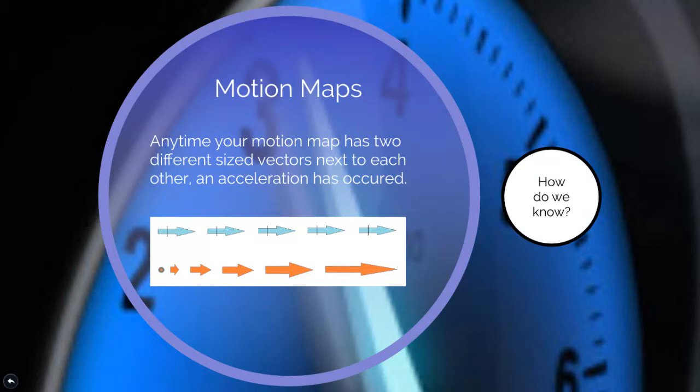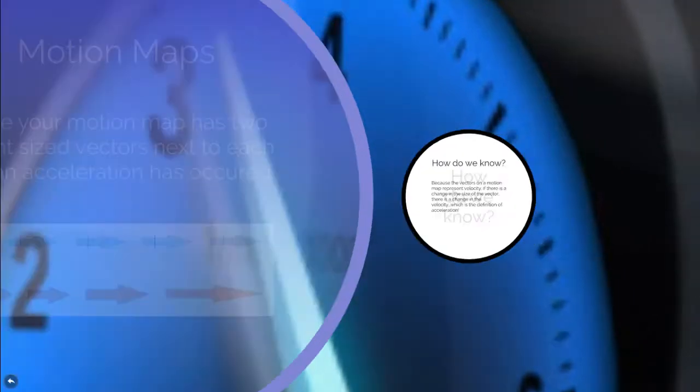Finally, when we're looking at motion maps, if you have a motion map that has arrows that are equal in length, that is a constant velocity. It's moving the same speed for that whole time. But if you have the vectors next to each other that have different sizes, that means that an acceleration has occurred or is occurring during those times. So in this case, it's speeding up because the velocity is getting larger.